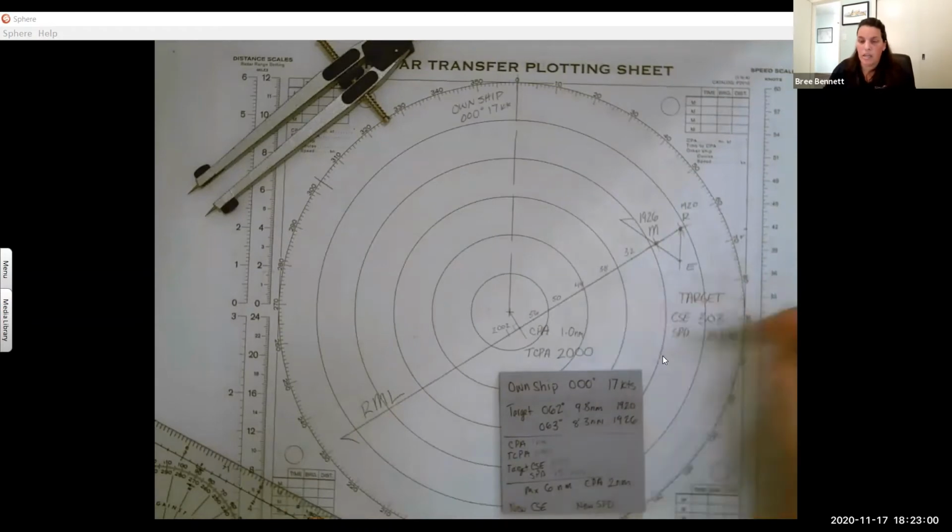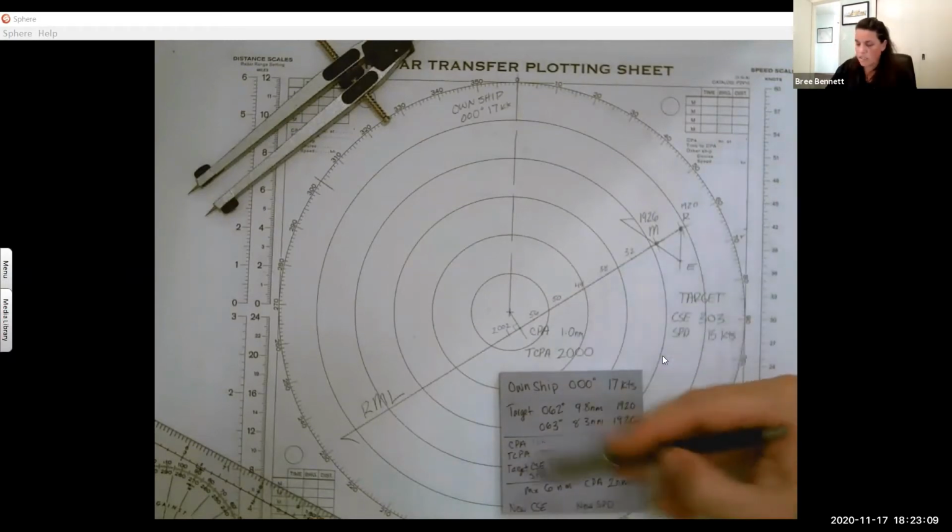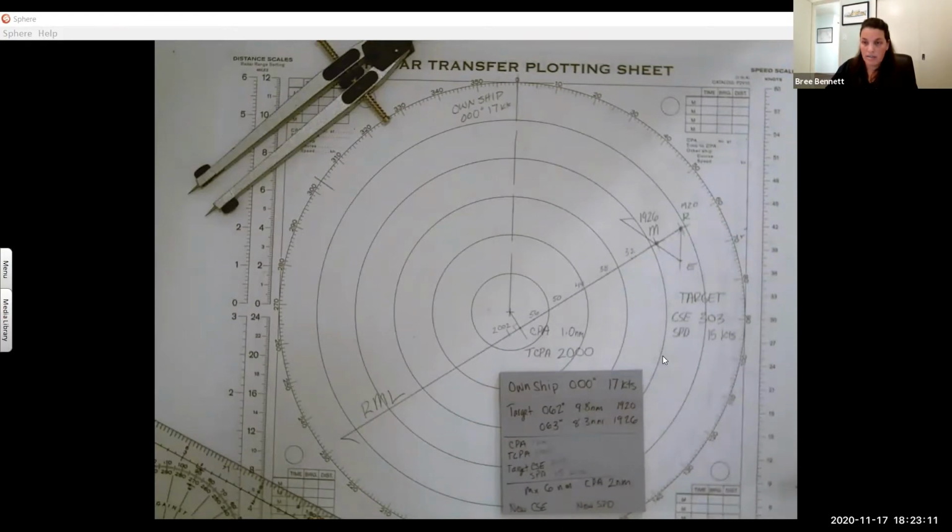So this is what they call the first triangle. We've plotted what their speed is and what our CPA is. So that's 2/3 of the way done here.